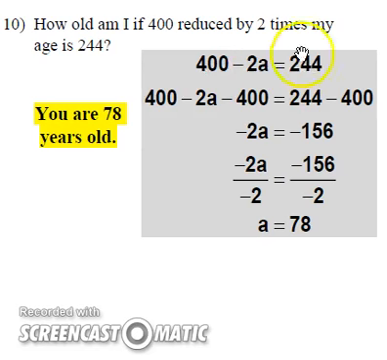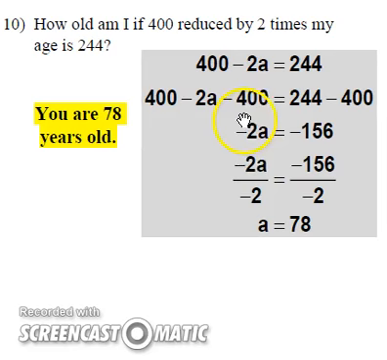What do we do first? Well, we have constants on both sides. We want them on one side. And the variable is already alone on this side with its coefficient. So let's move the constant to that side by subtracting 400 from it. Remember, if we subtract 400 from one side, we got to do it from the other side. 400 minus 400 leaves us with negative 2A. 244 minus 400 is negative 156.